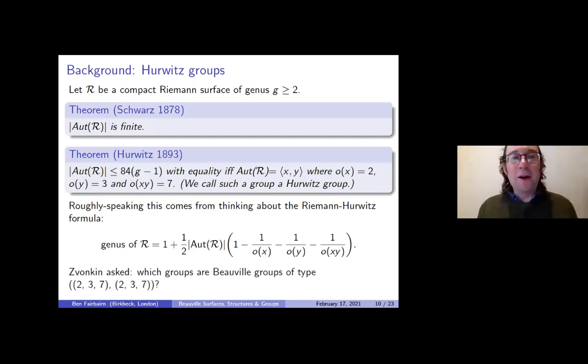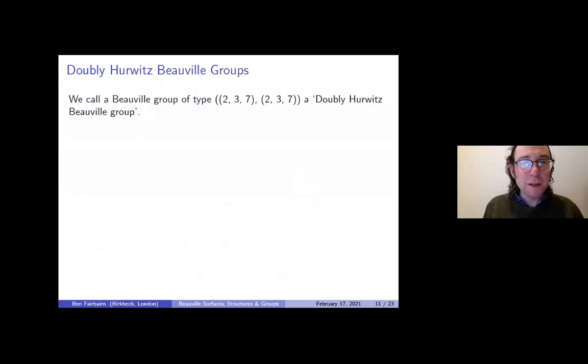Okay, well, given the above, Zvonkin asked: are there Beauville groups of type (2,3,7),(2,3,7)? Can we obtain Beauville structures from a group being a Hurwitz group in two essentially very different ways? Difficult to know. Okay, so suppose I've got a Beauville group of type (2,3,7),(2,3,7). For natural reasons, we call it a doubly Hurwitz Beauville group.